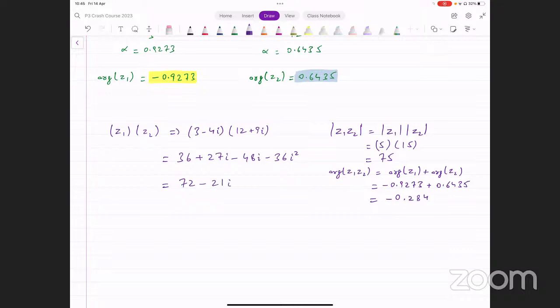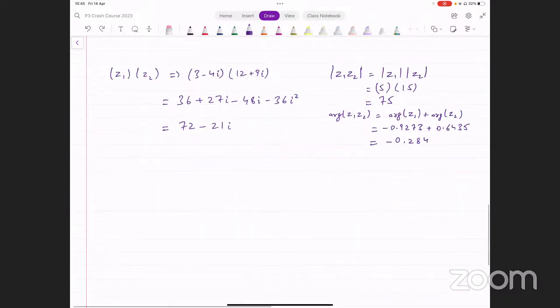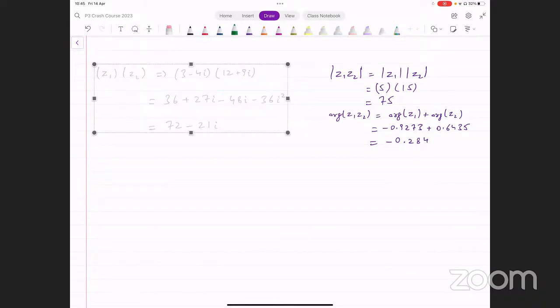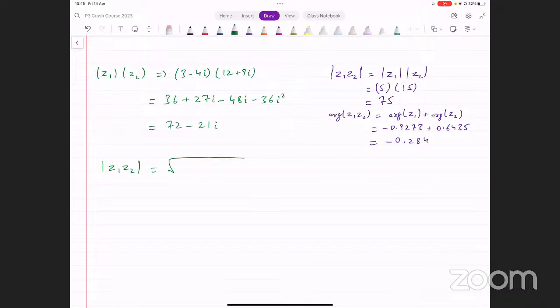Let's try this here and see if we can verify this. Let's find the modulus of Z1 into Z2. What would that be equal to? Square root of 72 squared plus 21 squared. You can figure out this turns out to be 75, and that's exactly what we got here.